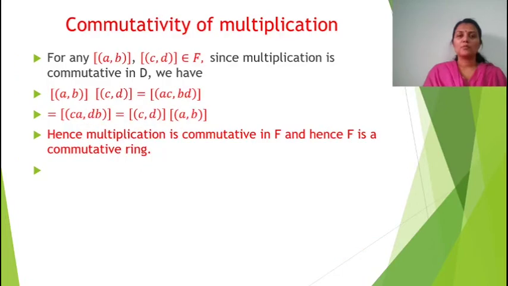So first we are proving the commutativity of multiplication. For that, take two elements a/b and c/d of F. Multiplication is commutative in the integral domain. So a/b · c/d is equal to (ac)/(bd), which is equal to (ca)/(db), which is equal to c/d · a/b. Hence multiplication is commutative in F. Hence F is a commutative ring.